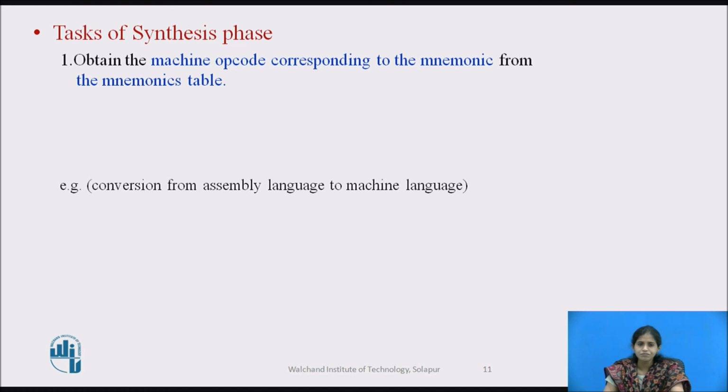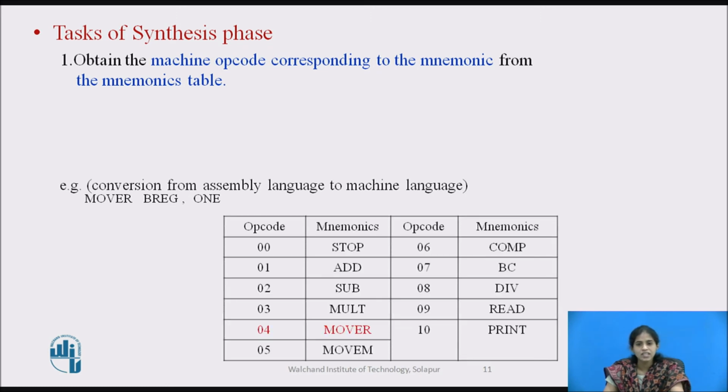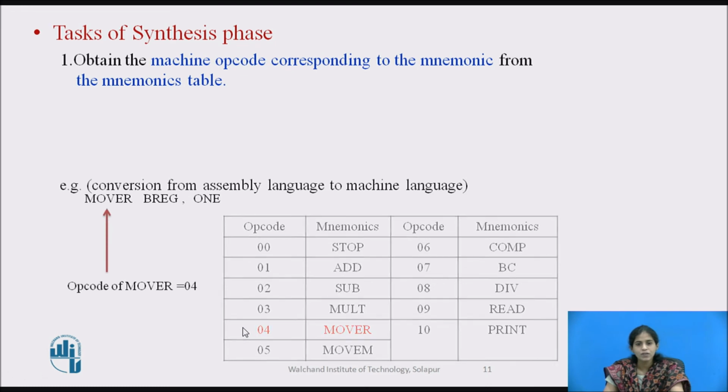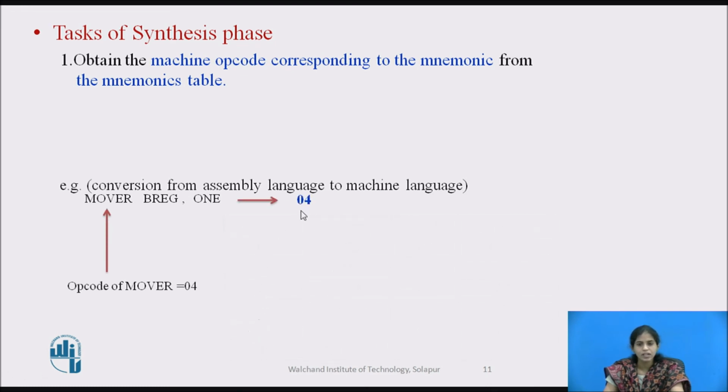Here we see how we convert assembly language to machine language. The statement is MOVER B register, 1. We obtain the numeric opcode for the mnemonic MOVER. Here is the table, and in that table we see the numeric opcode for the mnemonic MOVER. The opcode is 04. So we obtain the machine opcode for the corresponding mnemonic from the mnemonic table. For MOVER the opcode is 04, and we specify 04 in the first field. That is the first task.